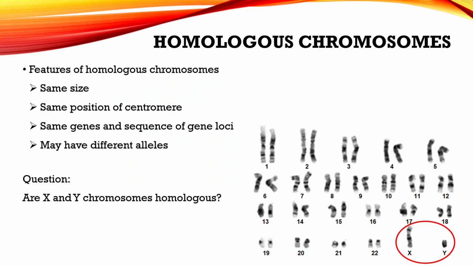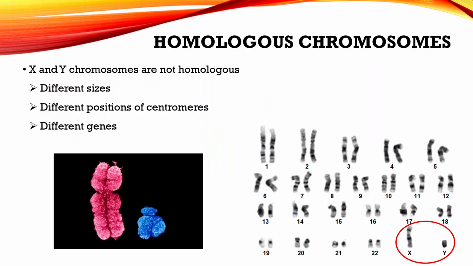Looking at the features, a question for you: for us males, we have an X chromosome and a Y chromosome as our sex chromosomes. Are these two chromosomes homologous? Looking at the features of homologous chromosomes, do these two qualify? Obviously the answer is no. The Y chromosome is much shorter than the X chromosome, and you can see on the diagram on the left that the centromere is in a different position.